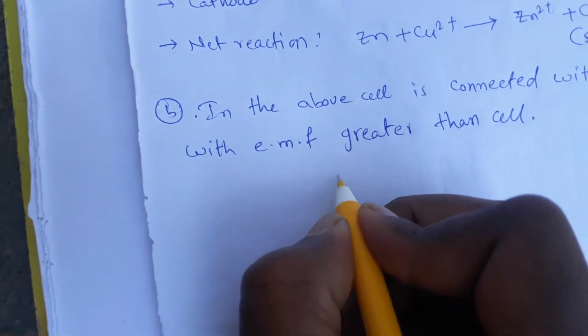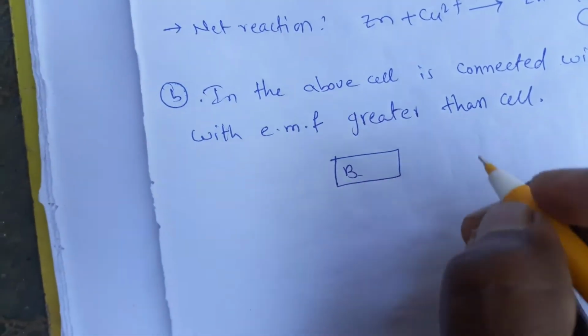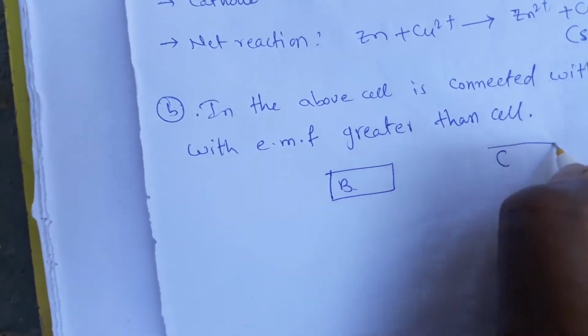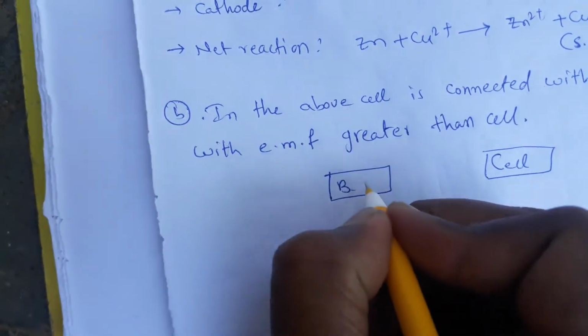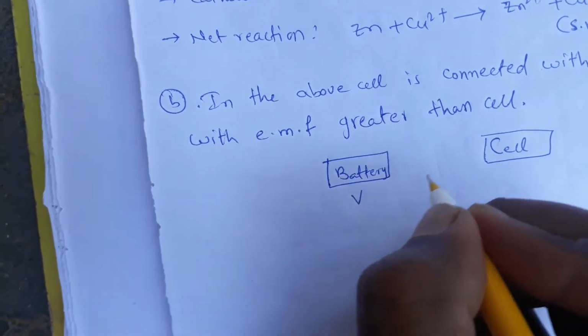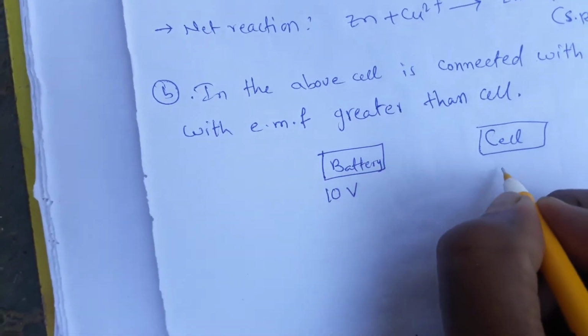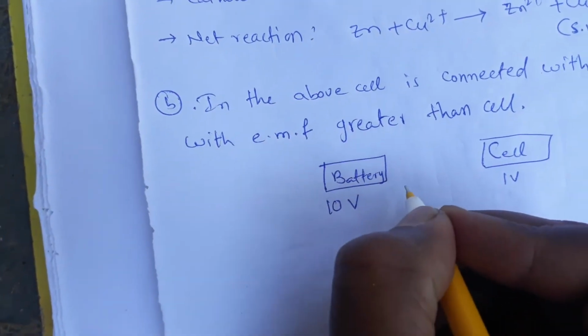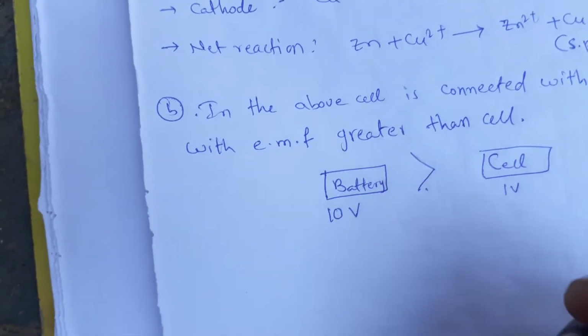So here it is simple. If I have a battery, this is the battery and this is my cell. So this is my cell, this is the battery. So which one has high voltage? Let us assume this is 10 volts, this is 1 volt. So which one has high voltage? The battery has high voltage compared to the cell.